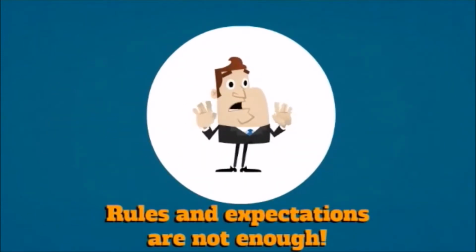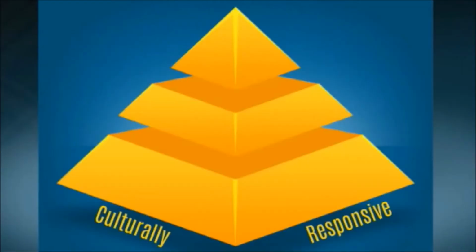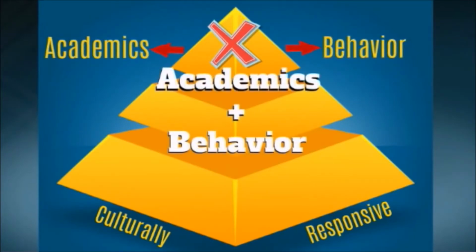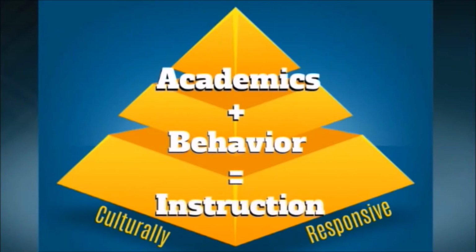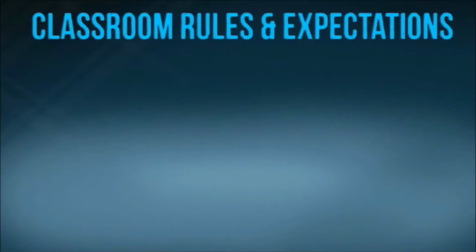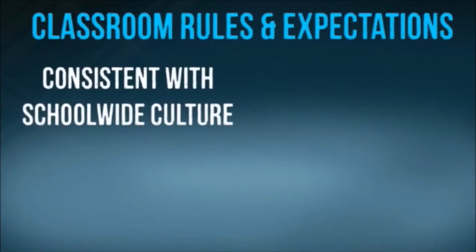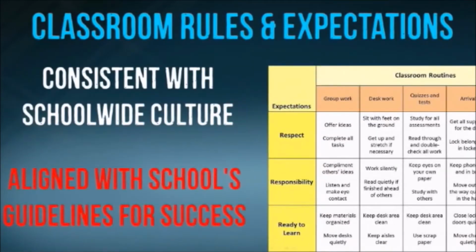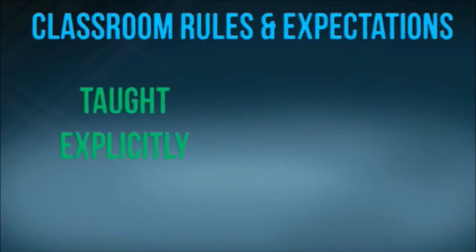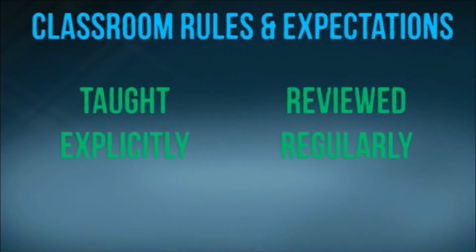Our expectations need to be implemented as part of a comprehensive instructional and behavioral system. We should not be thinking about academic supports and behavioral supports separately in our classrooms. Academics and behavior are both part of our overall instructional classroom management system. Our rules need to be consistent with the school's culture. This is why we like our class-wide expectations to align with our school's guidelines for success whenever possible. Our rules need to be taught explicitly, and they need to be reviewed regularly with students and staff.